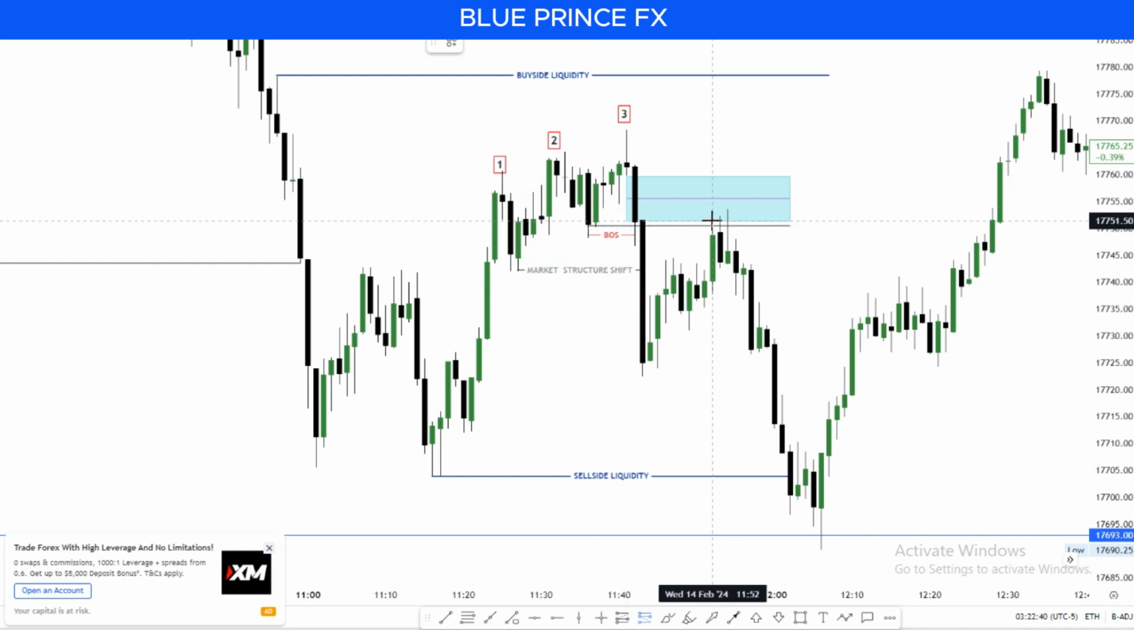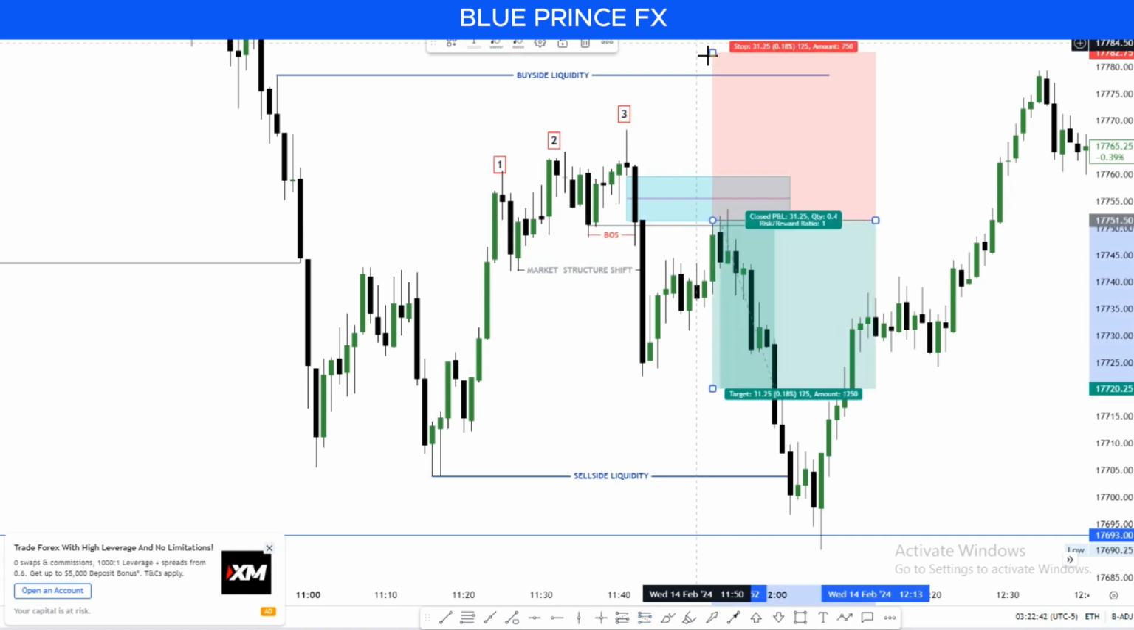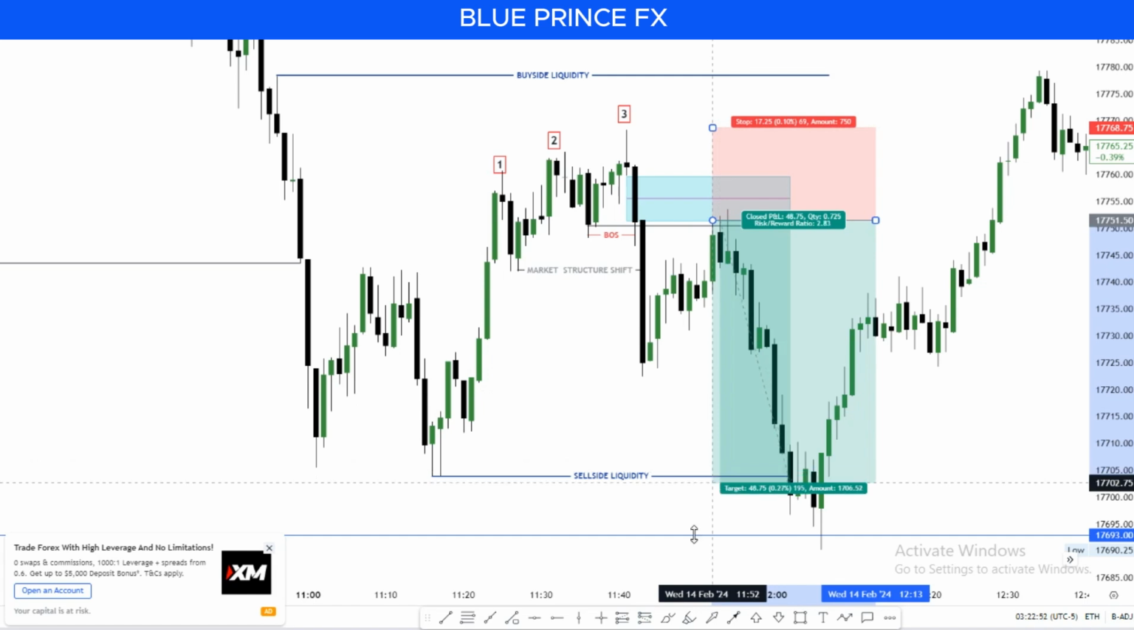So at the open of this fair value gap is your entry. Where you hide your stop loss, you can hide it above this high, but the stop is too much, so you can hide it above this third drive, and you target this sell side liquidity or the higher time frame sell side liquidity. But to be safe, just target this liquidity here. So this will be your trade, right? You enter here and you take your profit here.